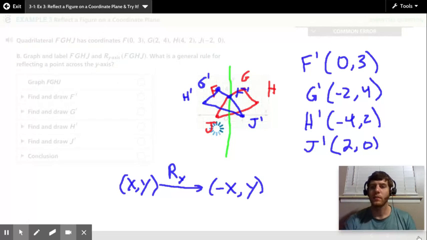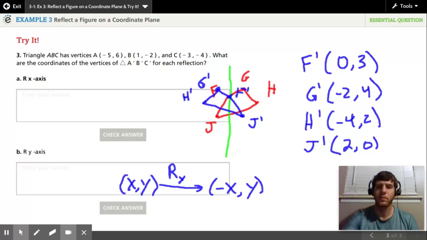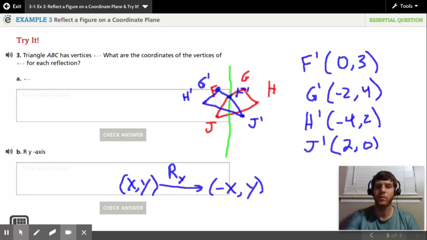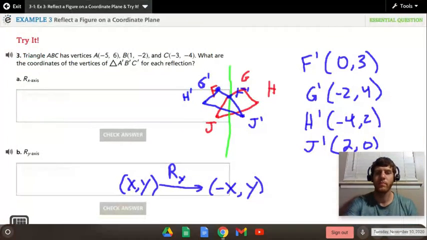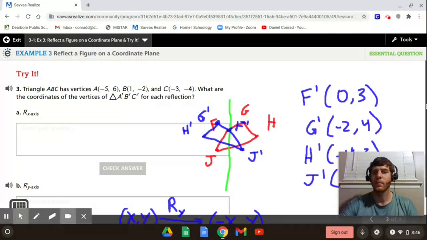Okay, and then the last one here is your try it. So you want to reflect those points over the x-axis and the y-axis using those rules.